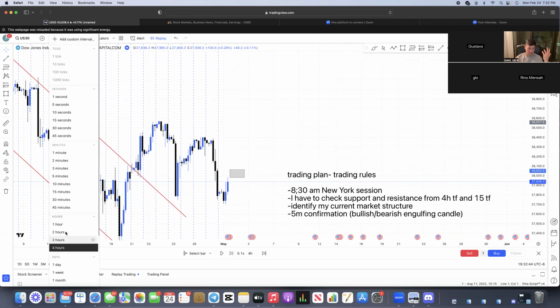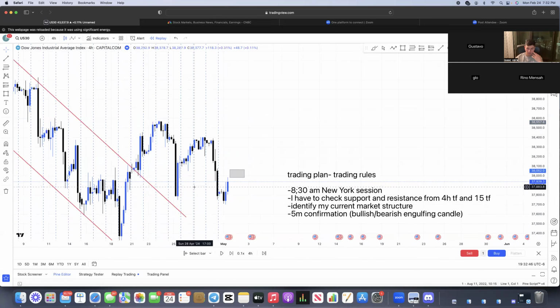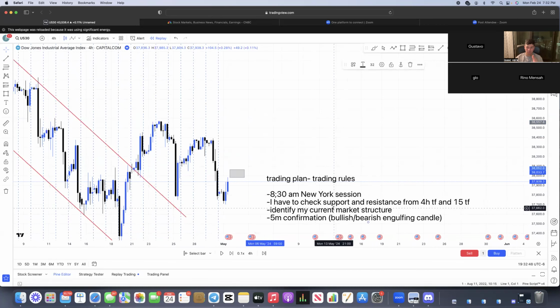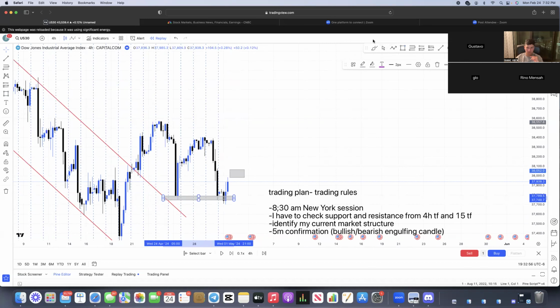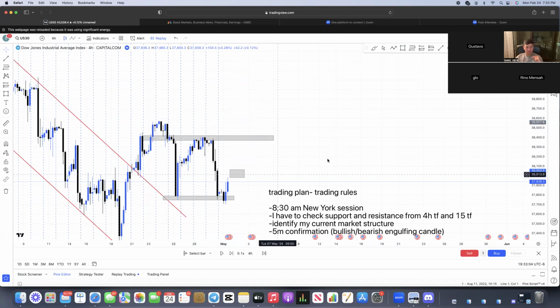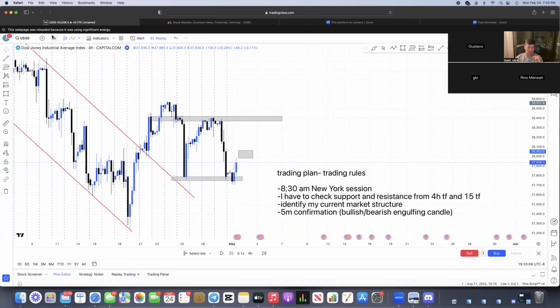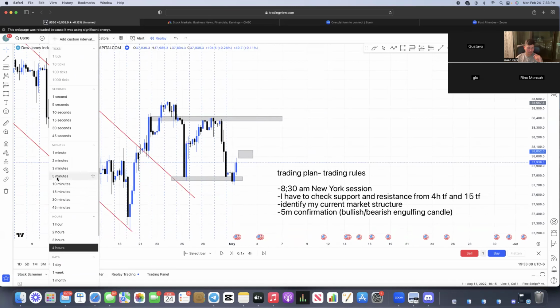I'm gonna go to the 15-minute time frame. Oh no, remember, always check your support and resistance on the 4-hour time frame and the 15-minute time frame. So I'm gonna go here. I see that we have support here, support, and then we have support resistance right around here. Well, it would be right around here. Okay, so I'm gonna go to the 15-minute time frame.